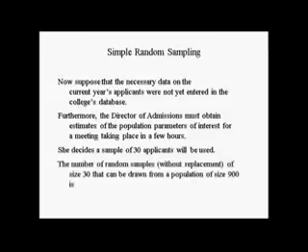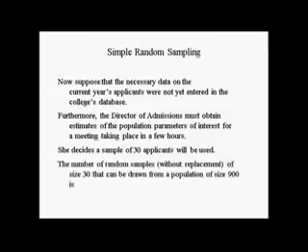Now suppose that the necessary data on the current year's applicants were not yet entered in the college's database. That is, the 900 applications to the college for the current year are stored in some box. Furthermore, the Director of Admissions must obtain estimates of the population parameters of interest for a meeting taking place in a few hours. She decides a sample of 30 applicants will be used.